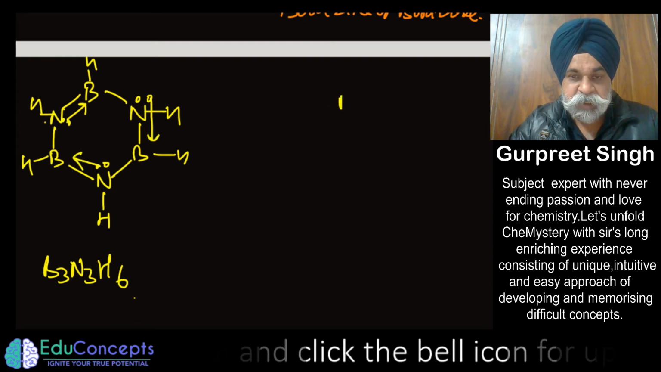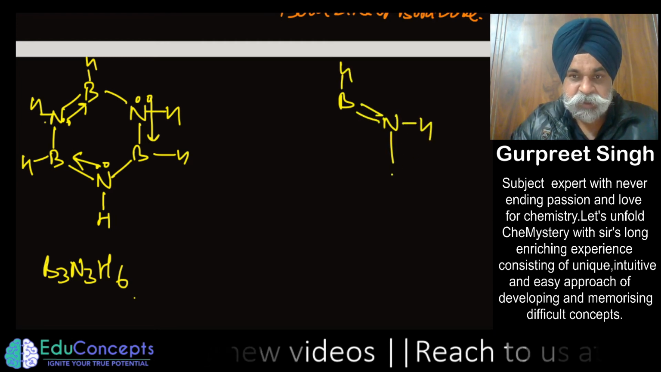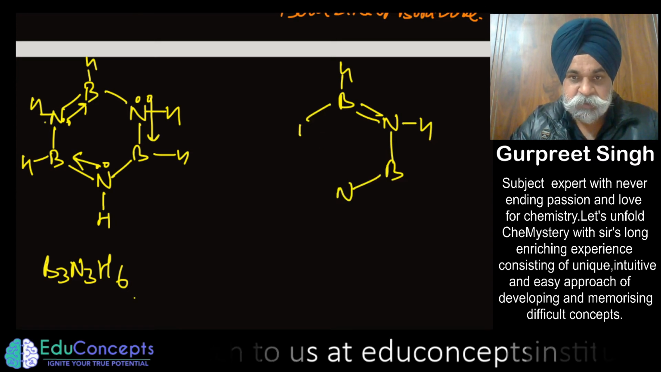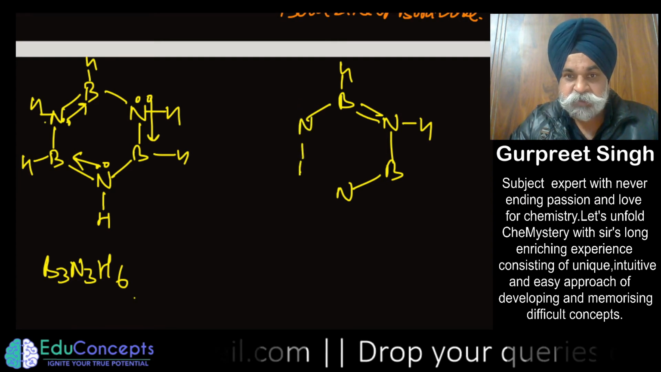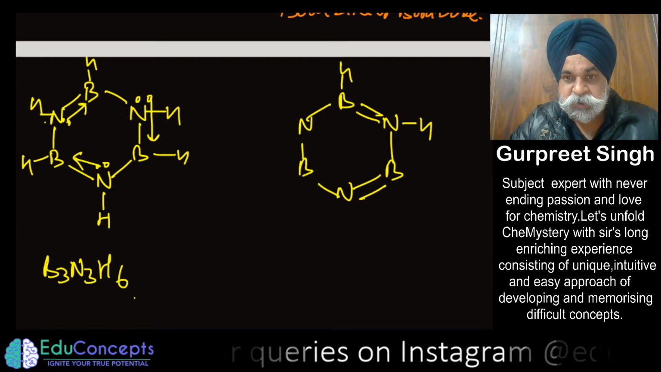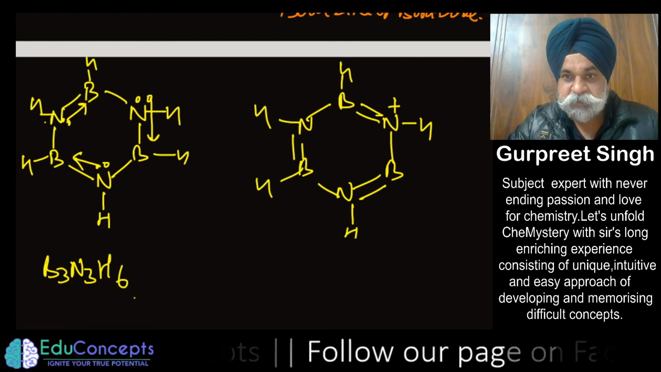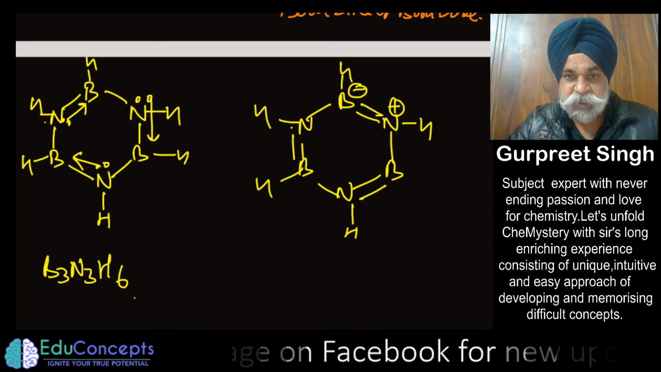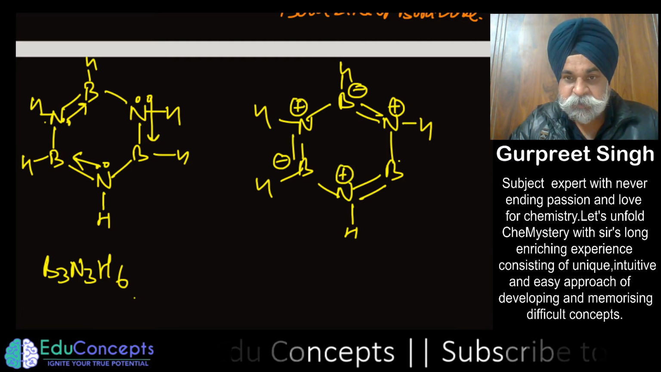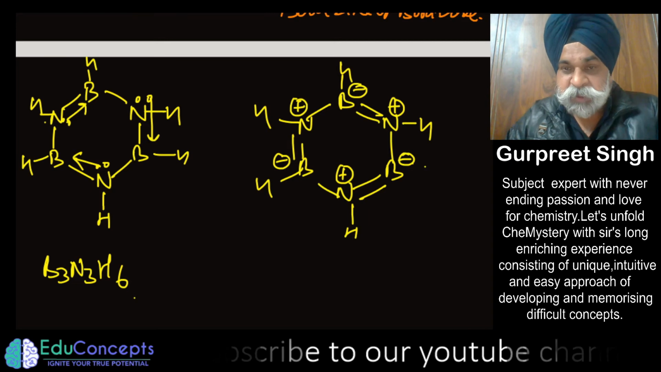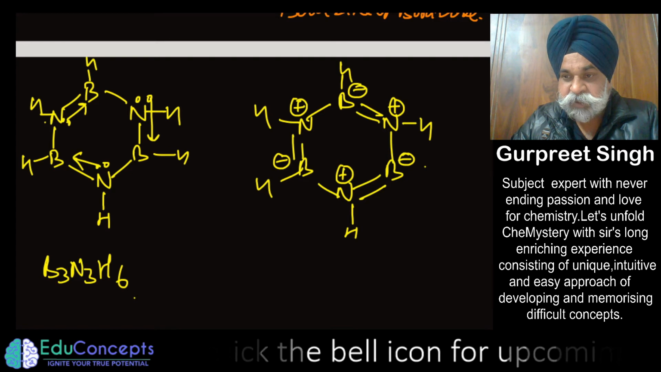So what you end up getting is boron, nitrogen, boron, nitrogen, boron, nitrogen, with bonding of this type, and this would have a positive charge and this a negative, positive, negative, if you want to show it in the form of charges. So unlike benzene, there would be some points with negative and positive charges, whereas benzene is totally non-polar.